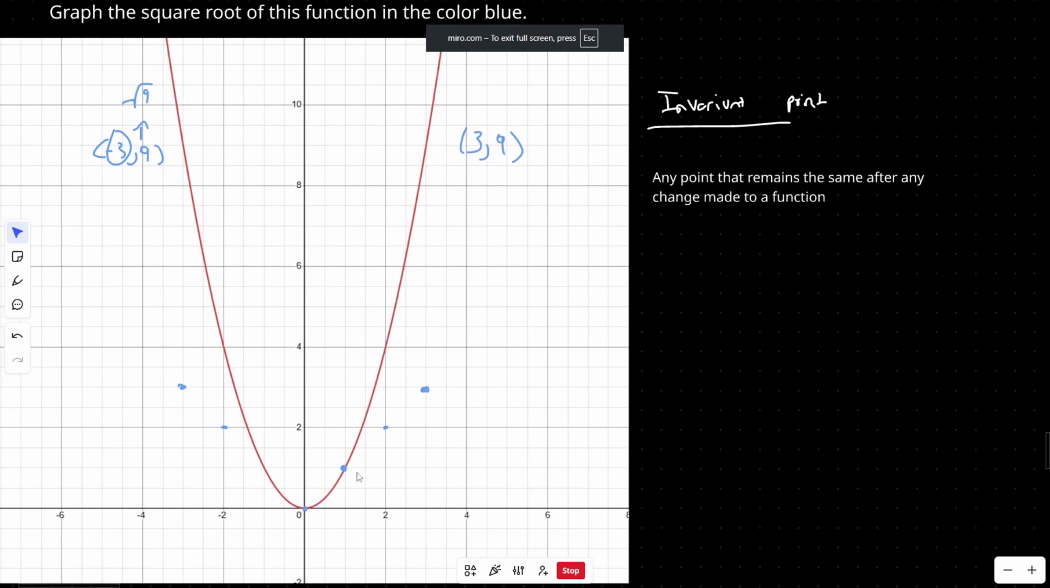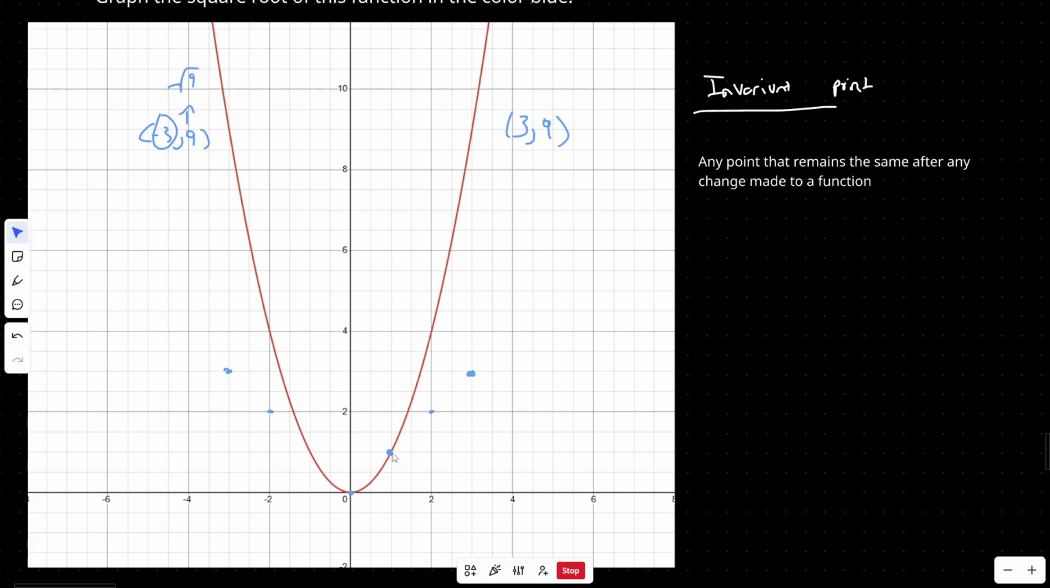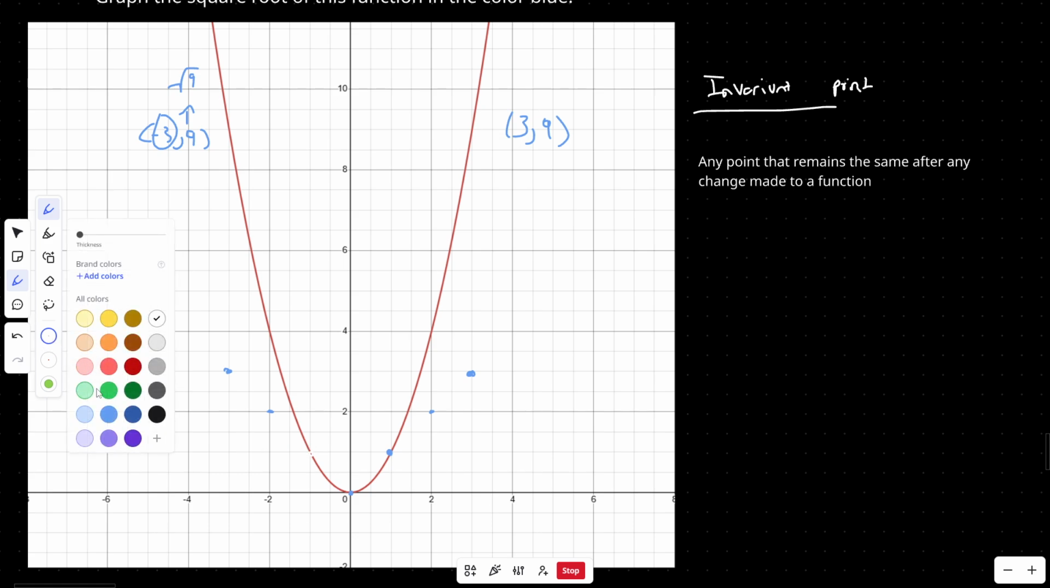So basically, even after we took the square root of this function, this point remains the same, the point 1, 1. And also the point negative 1, 1 remains the same, because the square root of 1 is also going to be 1. And there we go. And we can connect the dots here.